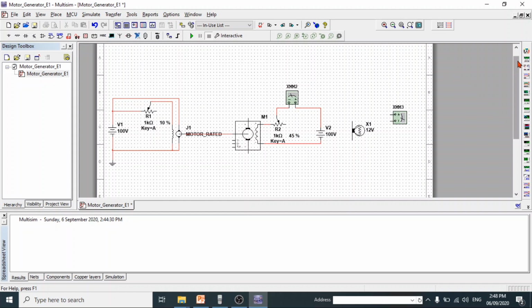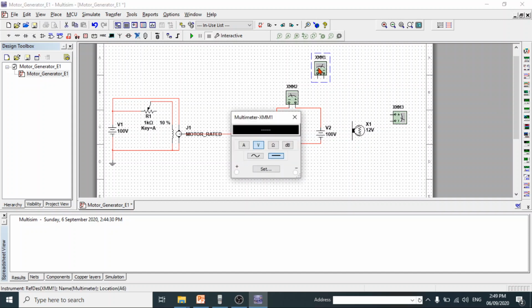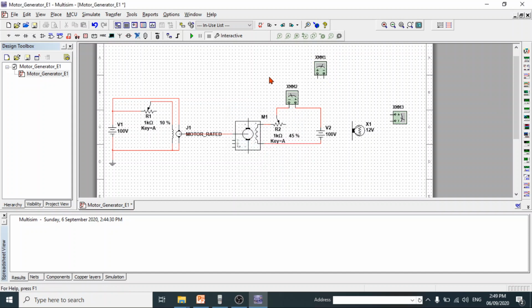First we need to have the ammeter, which is used to measure the current flowing into the load, which is the virtual lamp. So double click this one and then click ammeter. The straight line represents DC. Then you may close the meter, then connect.